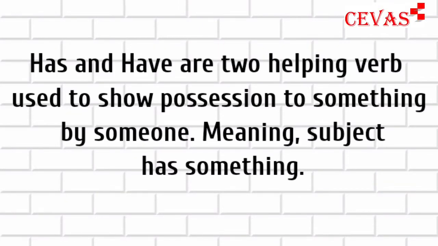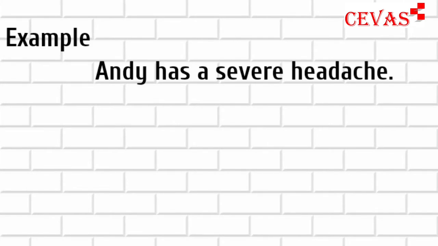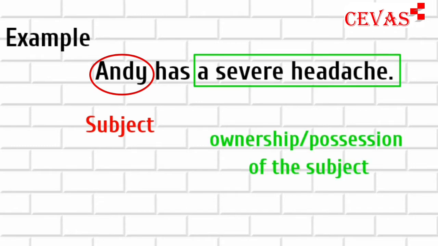Has and have are two helping verbs used to show possession of something by someone, or in other words, the subject has something. Let me give you an example that shows ownership in a sentence. Andy has a severe headache. Our subject or noun is the word Andy, and the phrase a severe headache is the possession of our subject, Andy, and we use the word has as our helping verb.